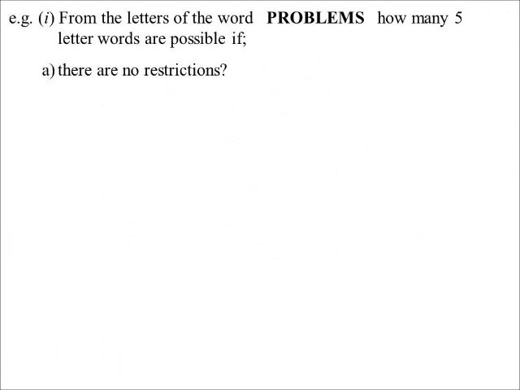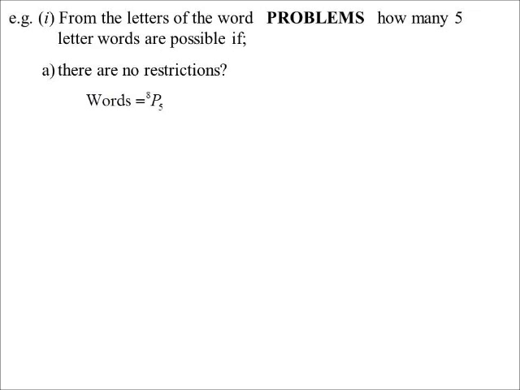Let's try it. Here we go. Problems. Seeing we're looking at problems, let's look at problems. There's the word problems. How many 5-letter words are possible? And remember, this is not English, this is maths. So when we talk about 5-letter words, any arrangement of 5 letters is a word as far as a mathematician is concerned. So how many ways?